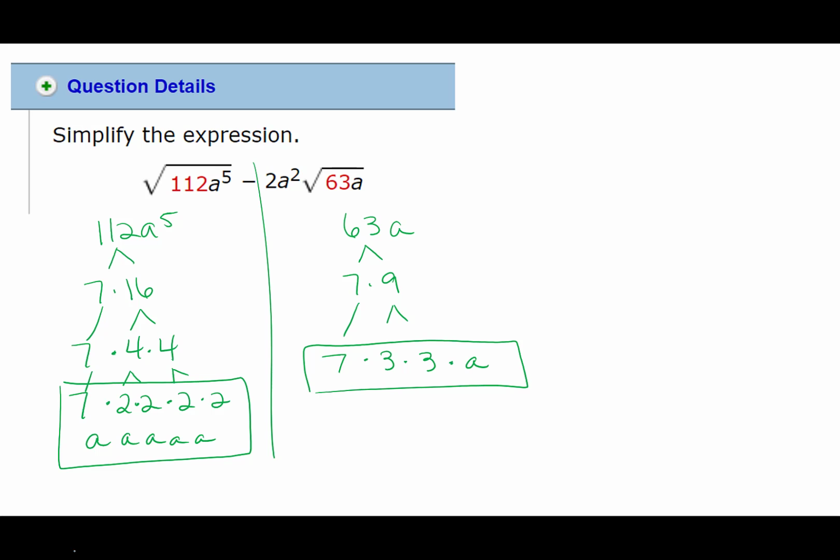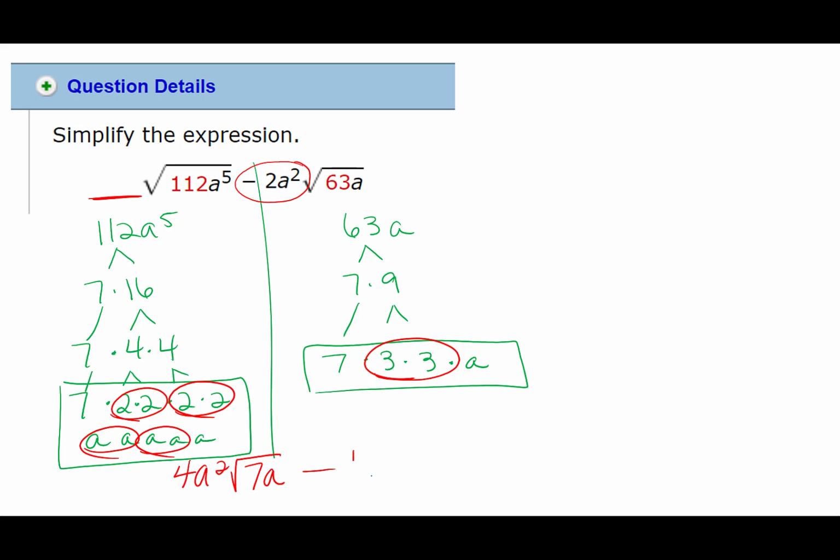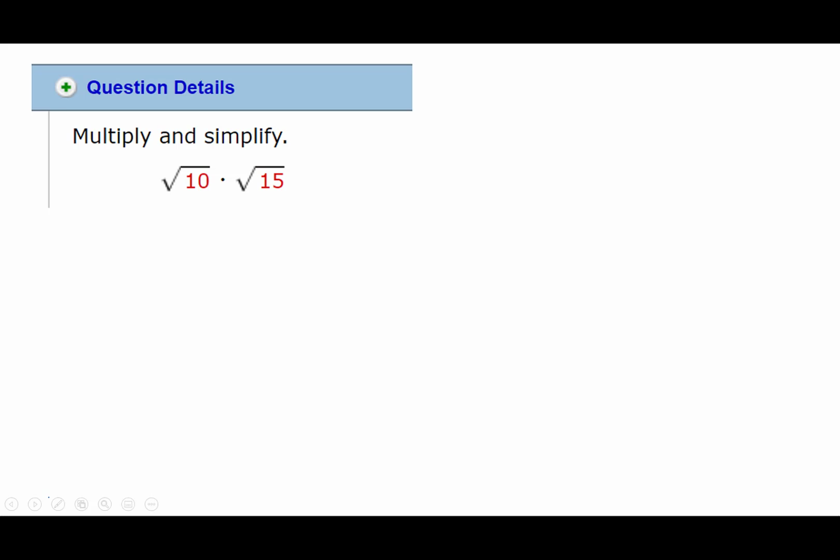Now we'll rewrite both of these radicals by identifying pairs of numbers. There are 2 pairs of 2's and 2 pairs of a's. There was not a number outside the original radical, and so to rewrite this first radical would be 4a squared square roots of 7a. For the next term, there was a negative 2a squared, and we'll be multiplying by a single 3. So negative 2a squared times 3 is negative 6a squared times the square root of 7a. Now that the radicals are the same, we'll just subtract those outside numbers to get negative 2a squared times the square root of 7a.